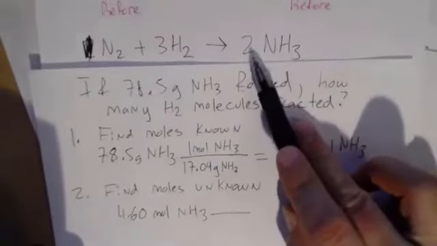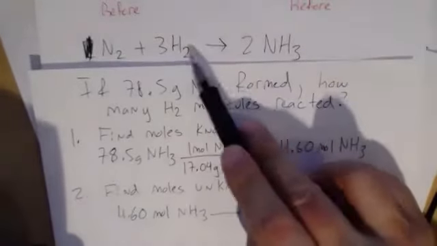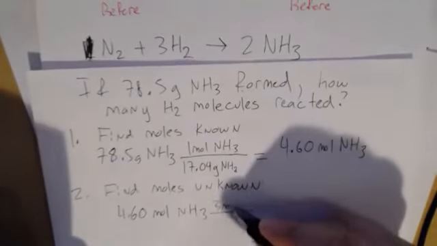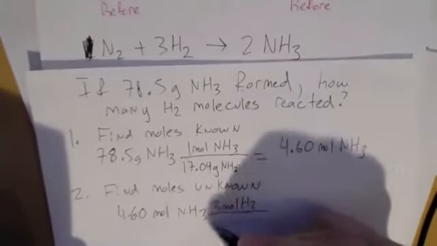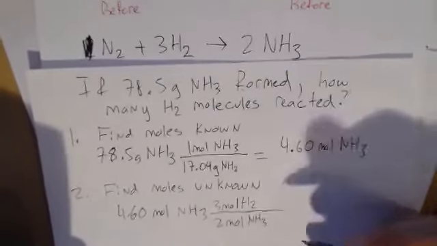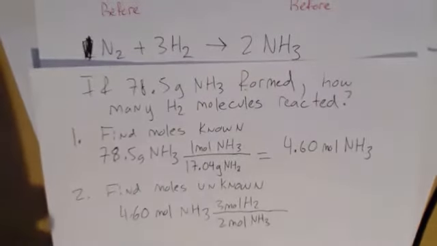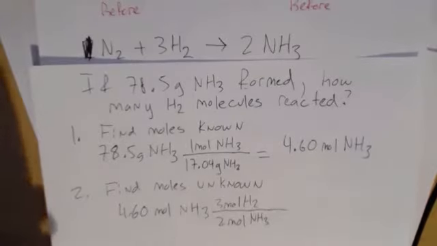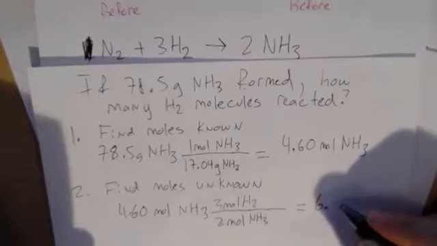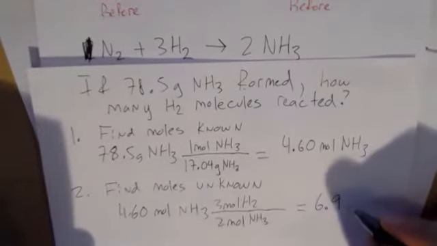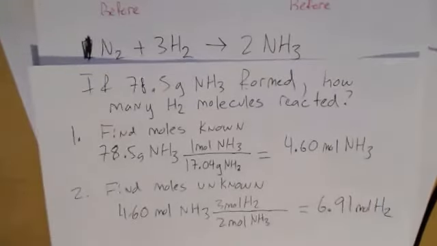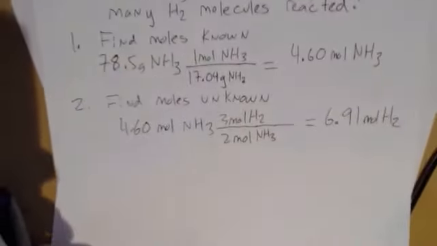Two moles of ammonia are formed from the reaction of 3 moles of hydrogen. So I want 3 moles of hydrogen on the top, 2 moles of ammonia on the bottom. So times 3 divided by 2, and I get, with my unrounded version, 6.91 moles of hydrogen. Yeah? Okay.